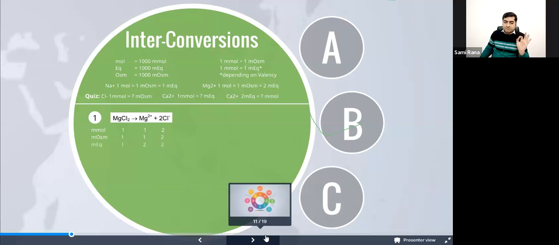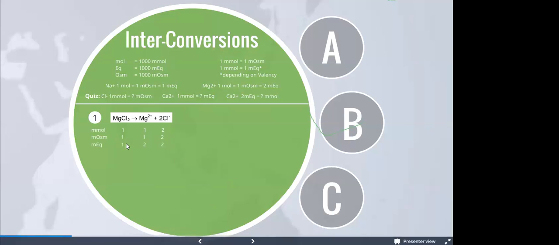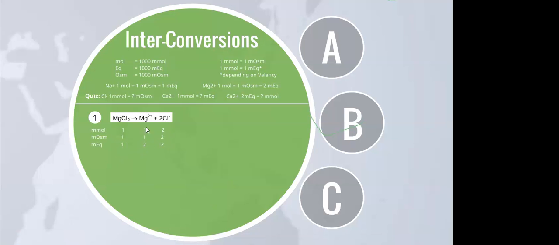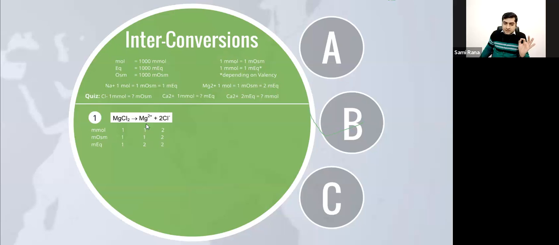Now the third thing, milliequivalents. This is going to be the same because this is one whole formula. Then this is going to give us 2 milliequivalents of magnesium because of the valency, and 2 of chloride because there are 2 molecules of chloride. So this is going to give us 2 mEq of chloride. This is the basic concept.